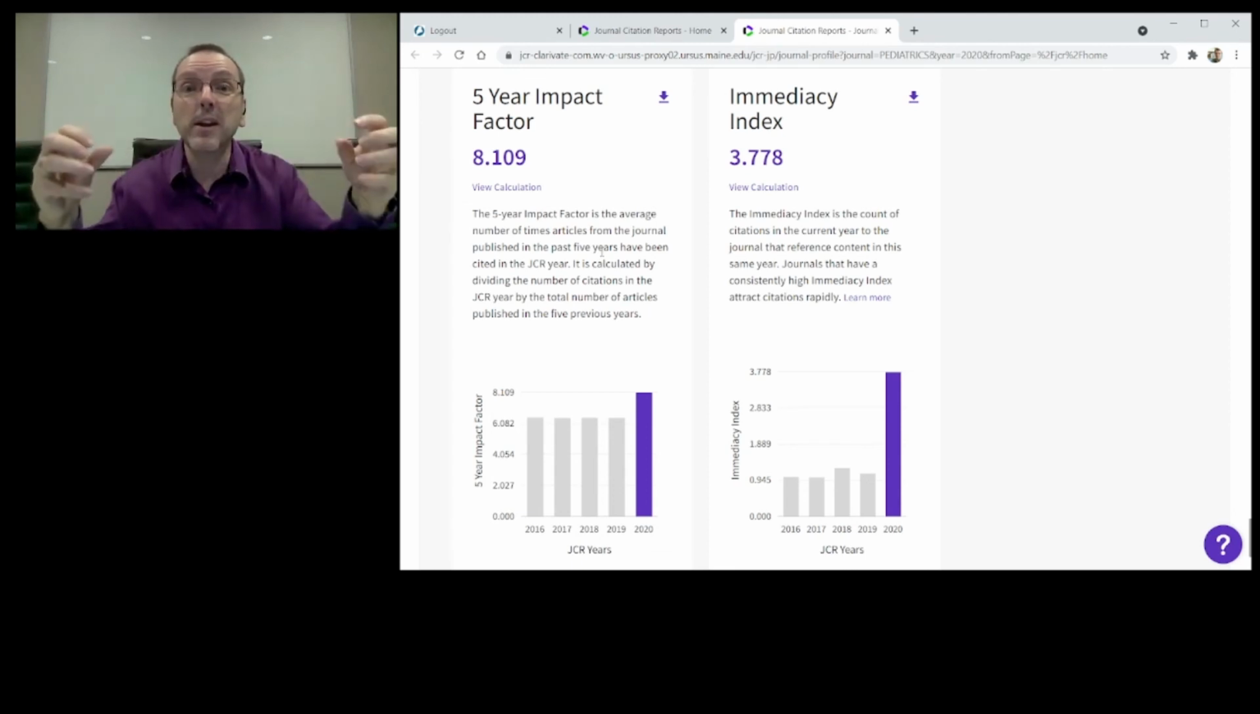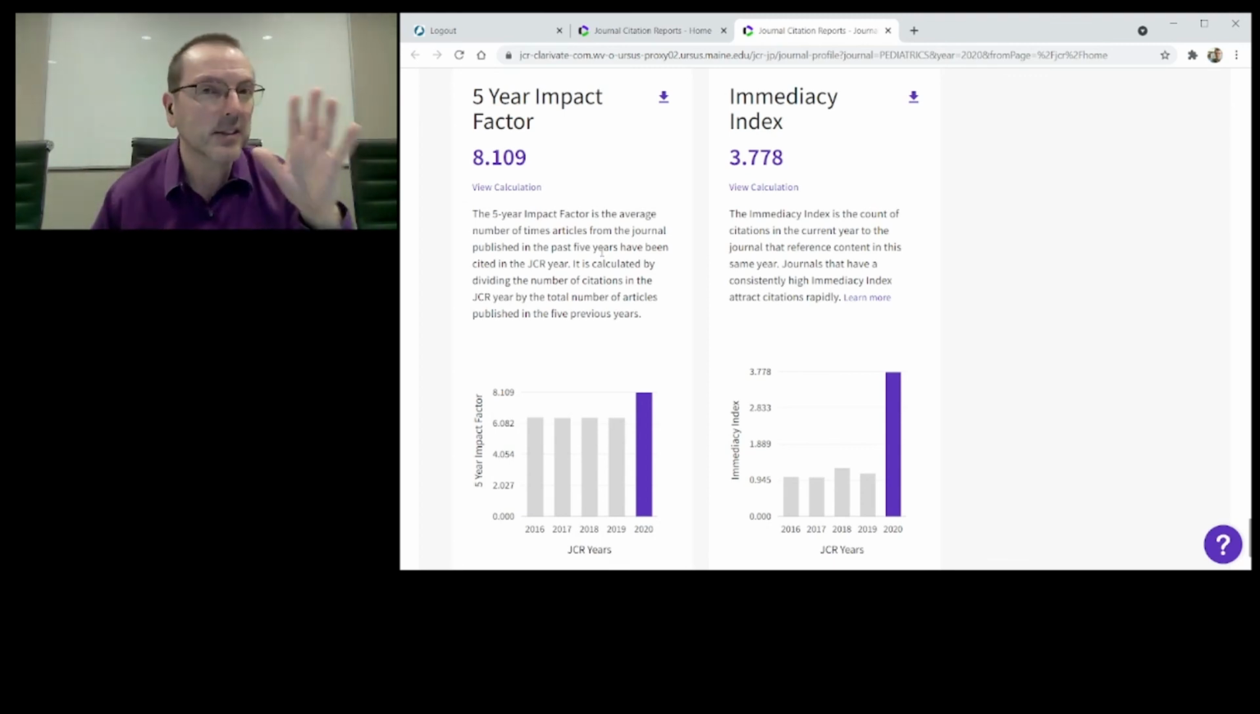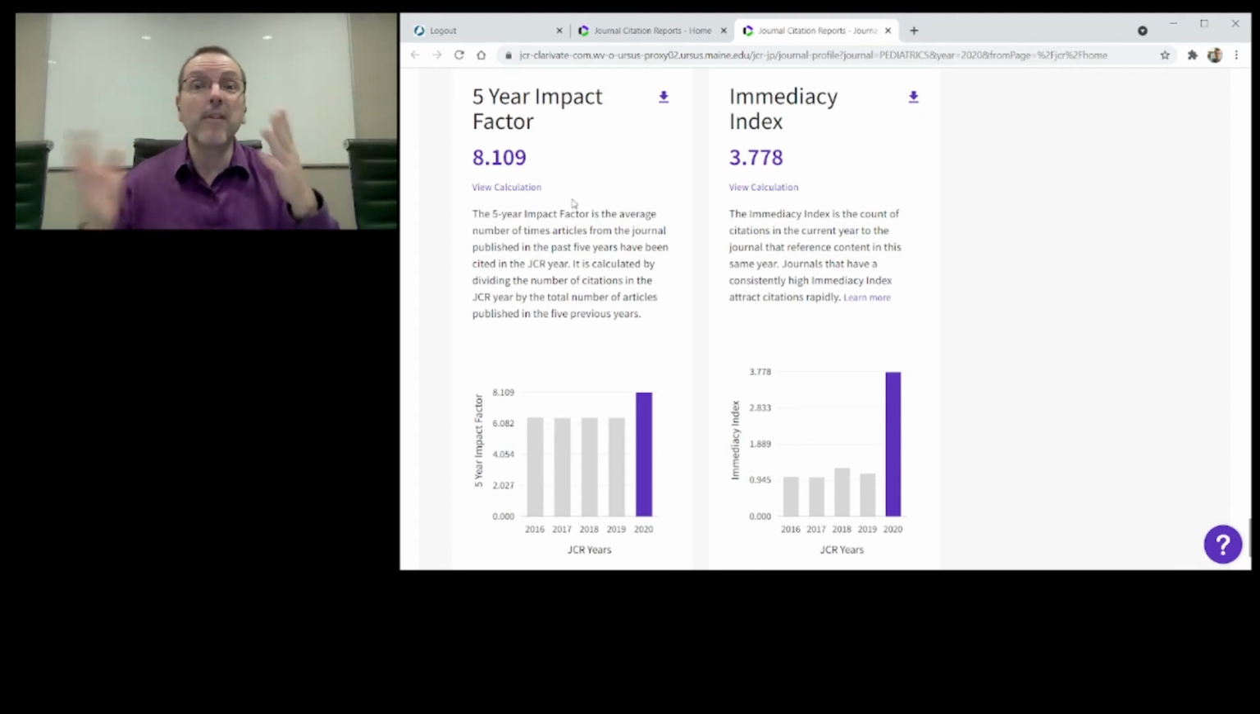It can take a few years between when you've published a paper and when it starts being cited. So I like 5 years, I think is a nicer number. Again, it varies discipline to discipline. Some disciplines have very quick turnarounds. Others, it can take a little more time.